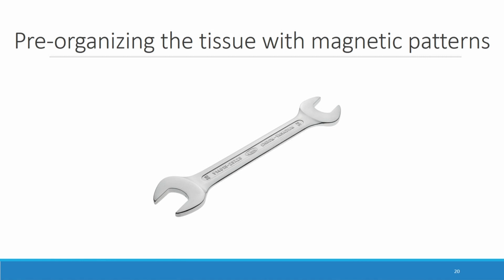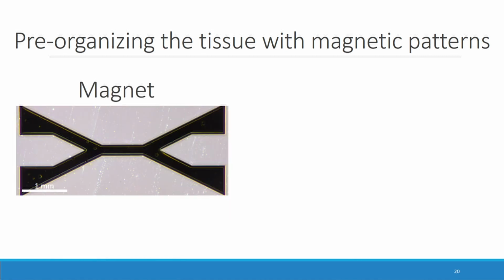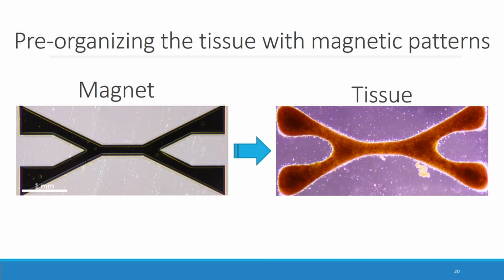And from this idea of a shape, we made this magnet, and with this magnetic pattern, we're able to create this tissue only composed of aggregated muscle cells, and this tissue is very cohesive. It can easily be picked up and moved onto a chip.